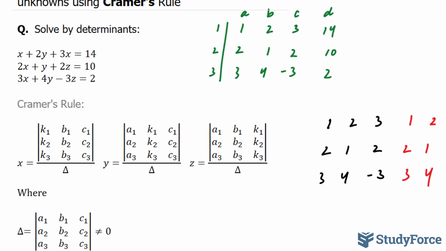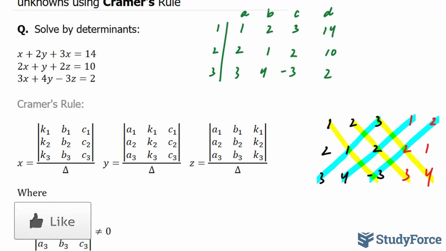And now, to find out the determinant, I need to find the product of these three, add them to the product of these three, add them to the product of these three, and then subtract the product of these, and these. So let's go ahead and do that. And this is quite involved. There's a lot of numbers here, so pay attention with the multiplication and adding and subtracting.